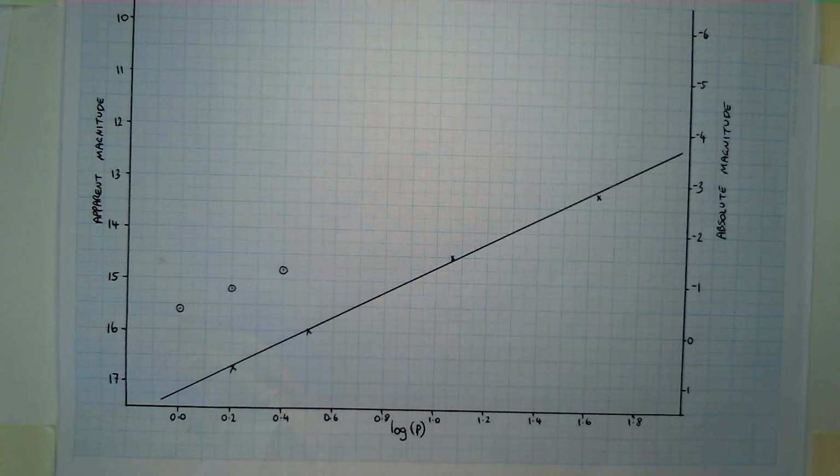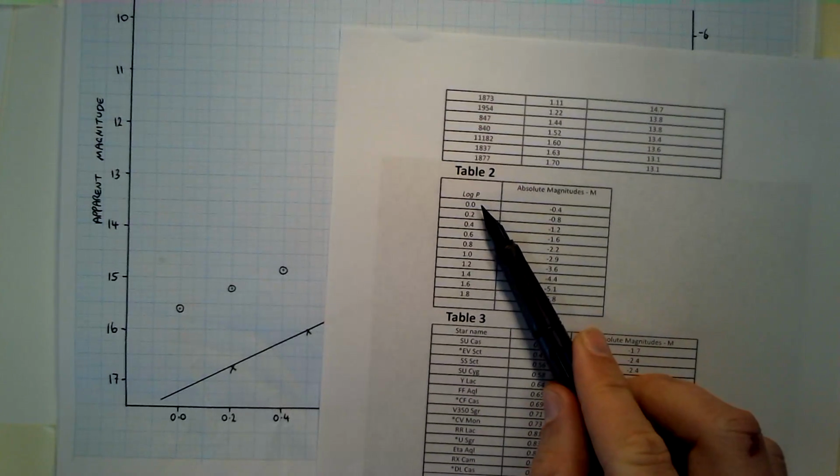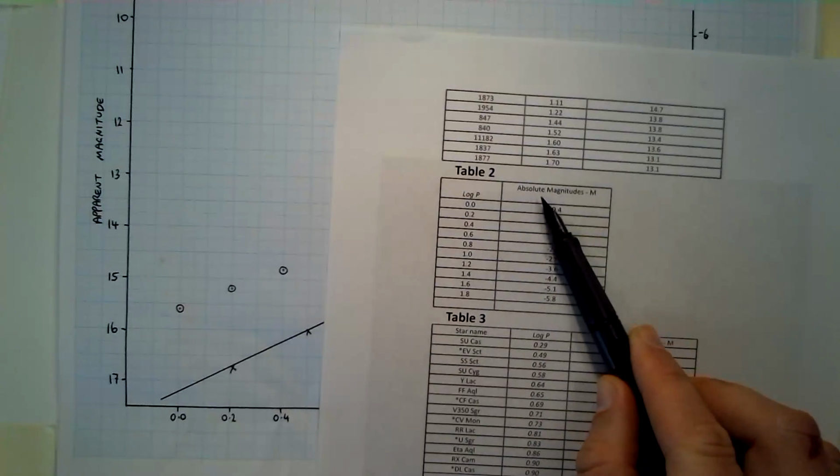This is the calibrated period luminosity relationship for Cepheids, for which we know how intrinsically bright they are. We know their absolute magnitudes. So here I've started plotting the first 3 points given in Table 2. Again, we have the logarithm of the period, along with, now, the absolute magnitude.